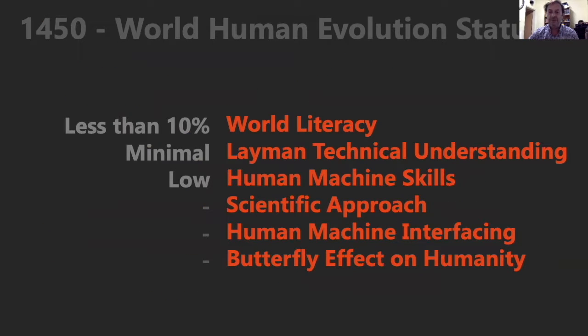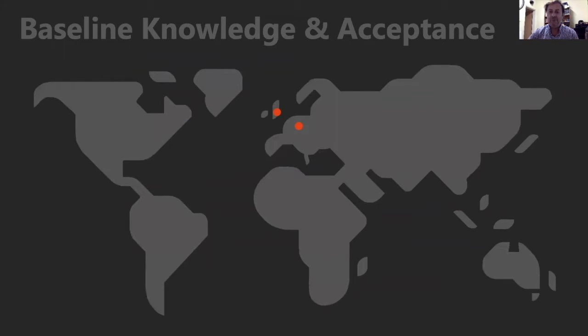By 1450, the vast majority of the world's population were completely oblivious to technological advances. In 1450, except for England and Germany, the rest of the world is still completely in technological darkness. Not all peoples share the same level of understanding and baseline knowledge at the same point in time.